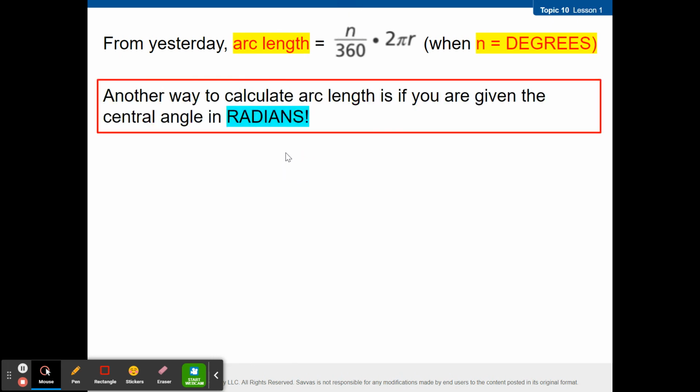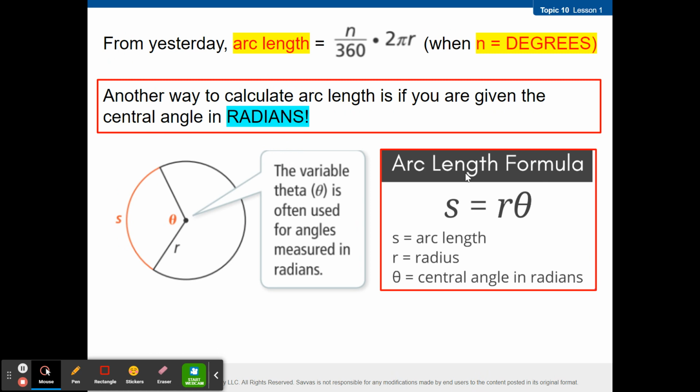Okay, so if you're given radians, this is the formula. And I would definitely draw the circle because now we're moving away from x, y's, and z's into alpha, beta, gamma, theta, delta, into Greek. Okay? So in this case, the arc length formula when your central angle is in radians would be s, meaning arc length, equals the radius times the central angle. So that's theta. Okay?